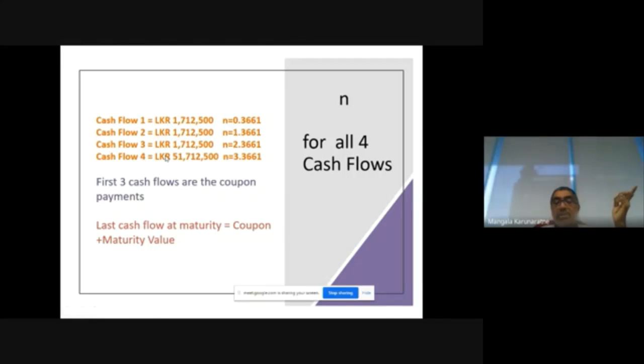How far away? It is 3.3661 coupon periods away from present, so it has to come all the way from future, 3.3661 periods to come to present, right? So the first 3 cash flows are the coupon payments. Now I have further explained here, because later on you can understand by looking at this. These are simple, but you tend to forget sometimes if you are not using them regularly, right?